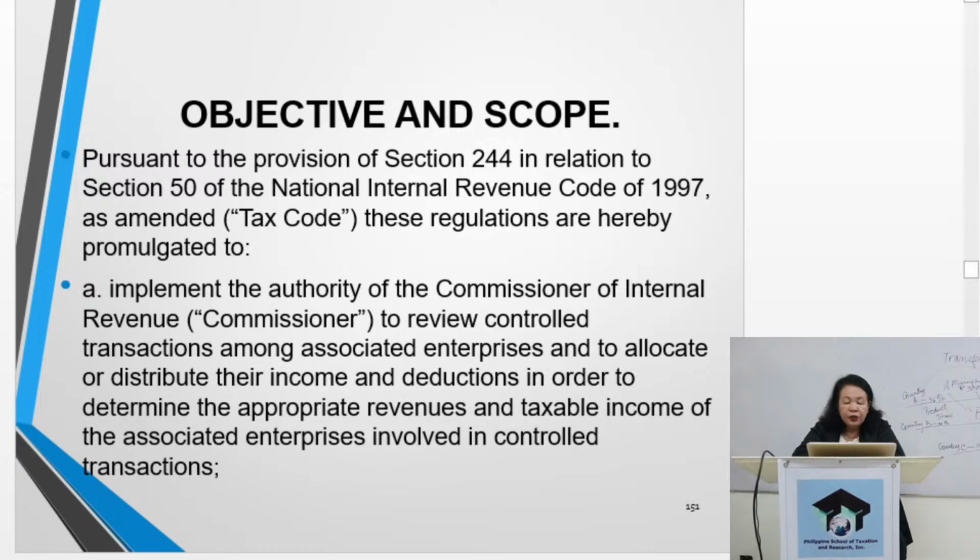Okay. So, anong gagawin po dito? Allocate, distribute the income and deductions to determine the appropriate revenues and taxable income of the associated enterprises involved in controlled transactions. So, ang objective po talaga ng transfer pricing guidelines para po i-determine, no, na tama yung sales at saka tama yung deductions na kini-claim ng associated enterprises, no, that are involved in the controlled transactions or member of the group of companies. Ang tawag po diyan sa atin sa Pilipinas conglomerates, no? Ano to mga conglomerates na to? Ito yung mga group of companies na isa lang yung may-ari. Tawag sa atin dito conglomerates.